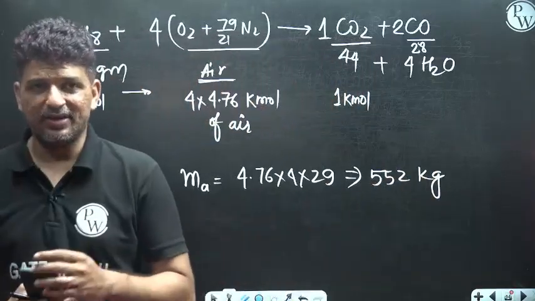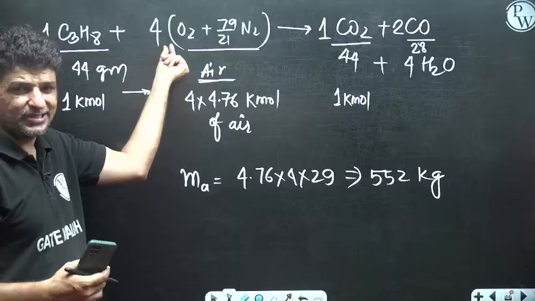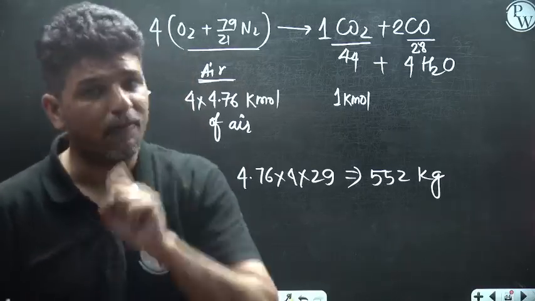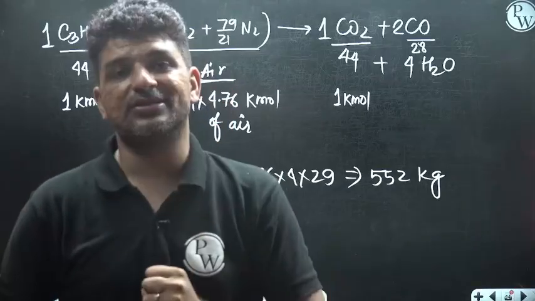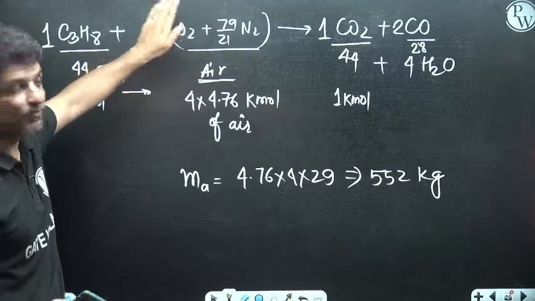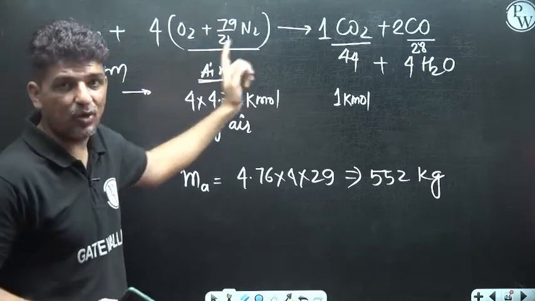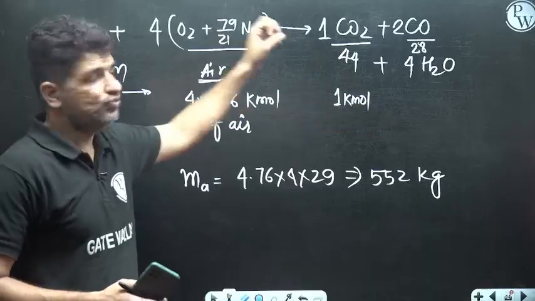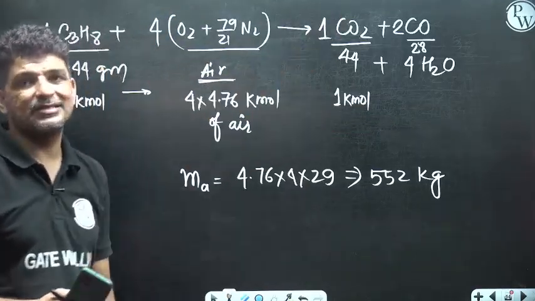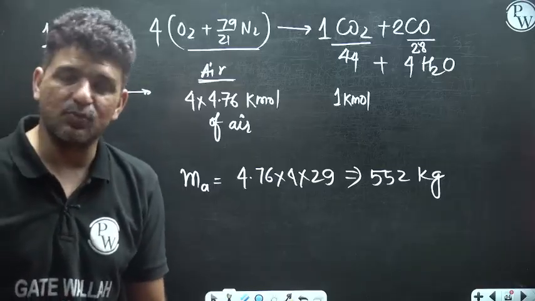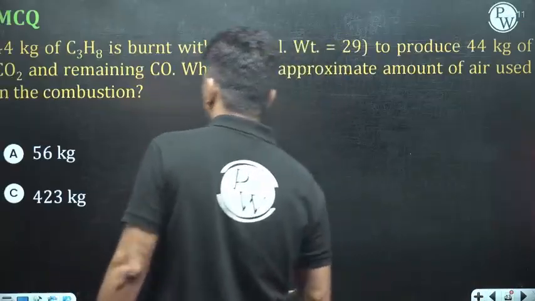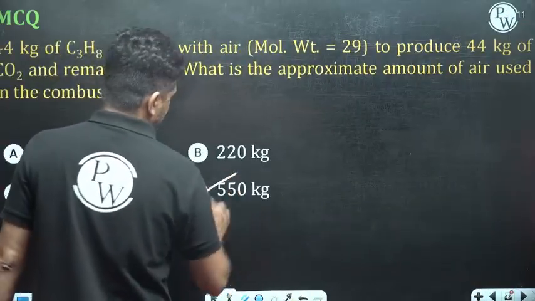Okay. So guys, we made a small mistake over here. In 1 kilomole or 1 mole of air, you have only 21% oxygen. That means 0.21 moles of oxygen. But here we are having 4 moles of oxygen. So for 0.21 moles of oxygen, you have moles of air as 1. For 4 moles of oxygen, you will have 1 divided by 0.21 multiplied by 4. That is 4 multiplied by 4.76 moles of air. Understood? So the amount of air used will be equal to 550 kg.